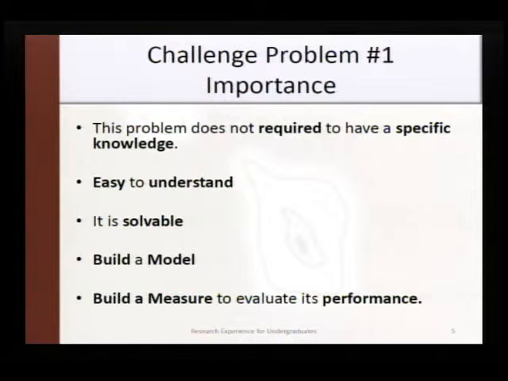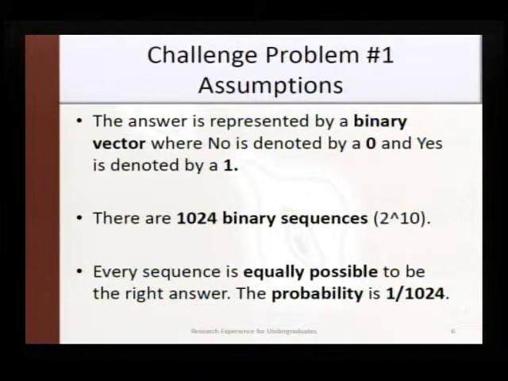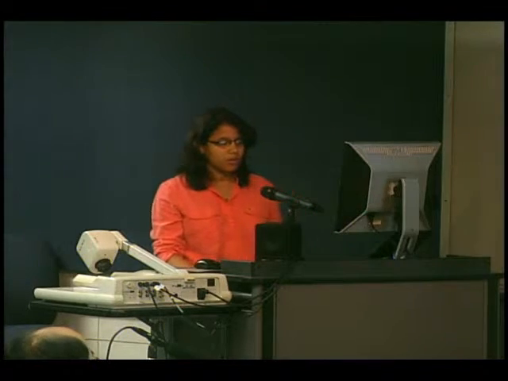Why is this problem important? Because it is easy to understand, it is solvable, I can build a model from this, and I can evaluate its performance. My assumption is that my answer can be represented by a binary vector where no is denoted by a 0 and yes is denoted by a 1. From that I'll have 1024 binary sequences, that is 2 to the 10, and every sequence is equally likely to be the right answer. So the probability of getting one is 1 over 1024.